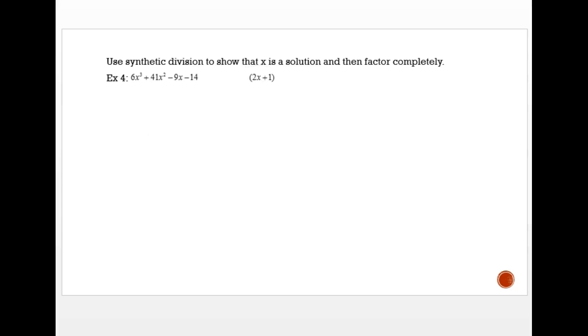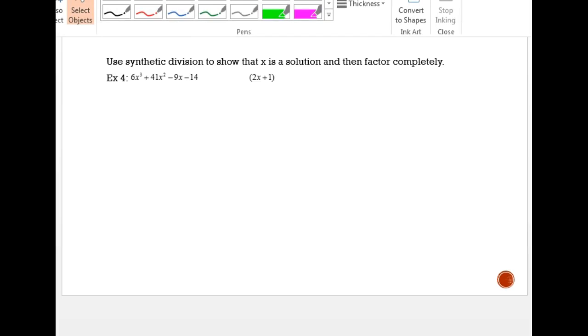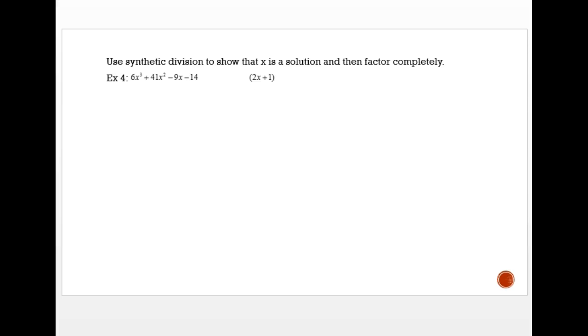Yet another one. All right? So look, this is in factored form, so I need to solve that. So think about this. This is going to be 2x equals negative 1, divide. So the x value I need to use is negative 1/2. My coefficients down, I get 6, 41, negative 9, negative 14.